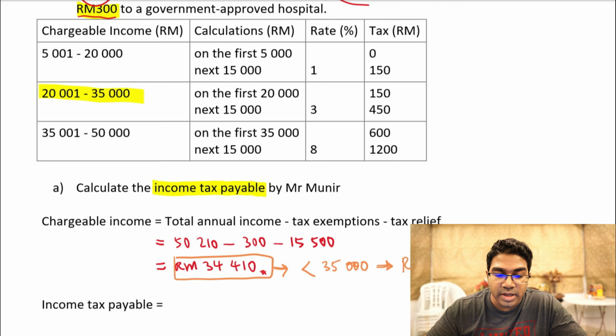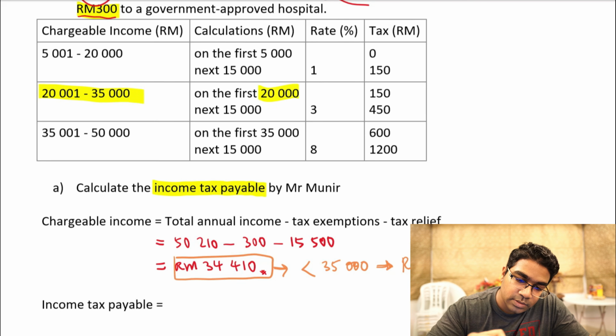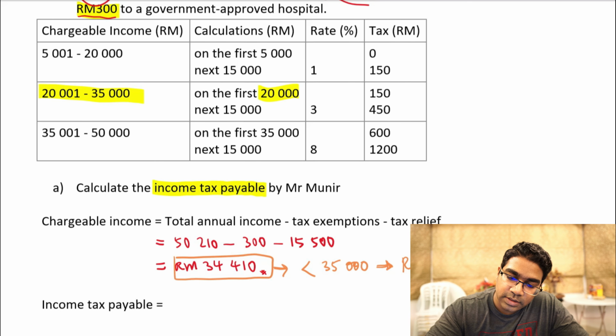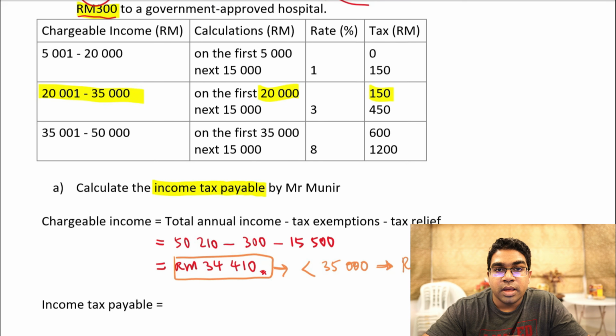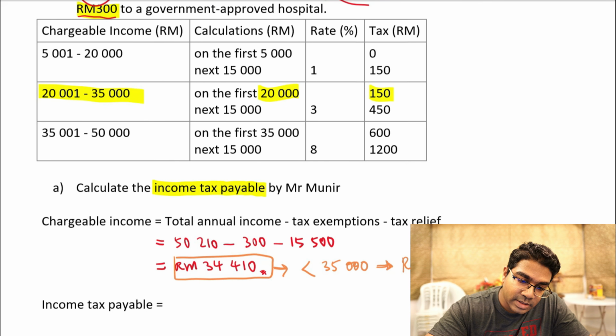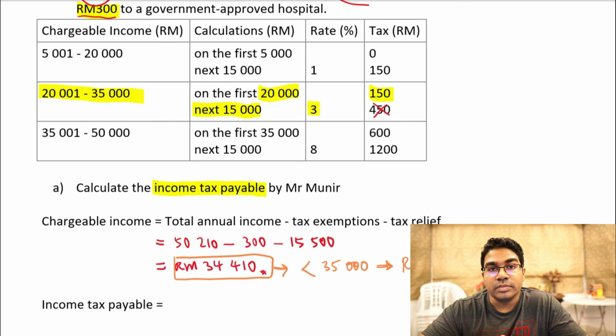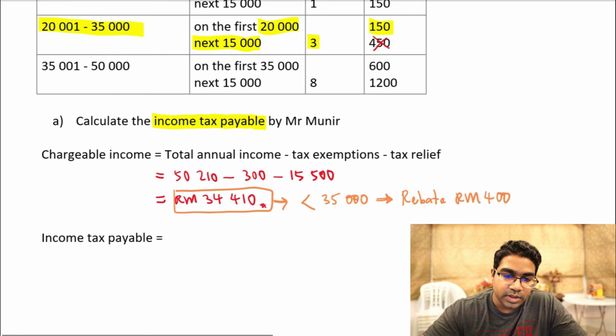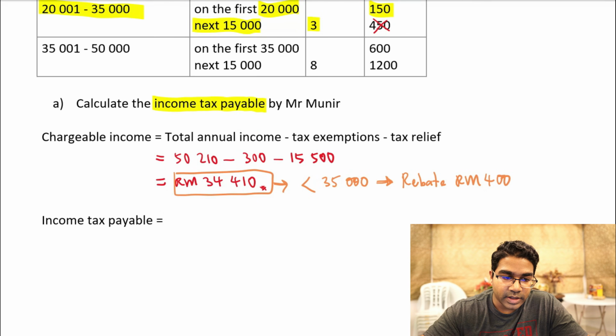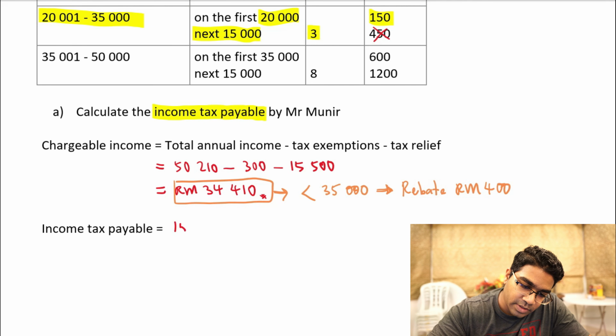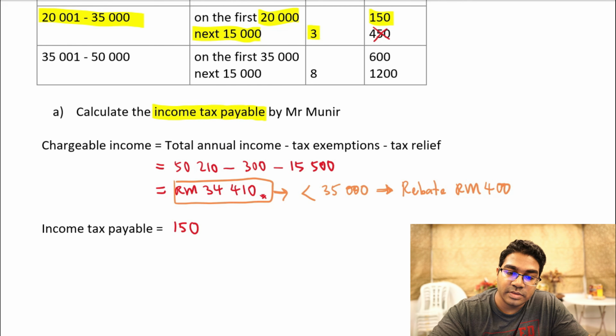For this bracket, the first 20,000 of the amount is taxed at 150 ringgit. And so the balance, the next 15,000, is taxed at 3%. You don't have to pay any attention to the second value. So now we are ready to calculate the income tax payable based on the tax bracket, and that is first 150 ringgit. This is for the first 20,000.